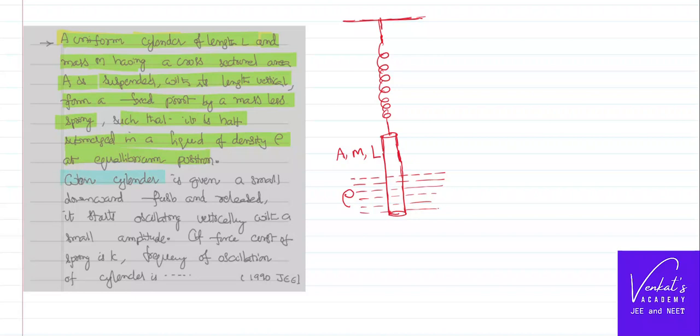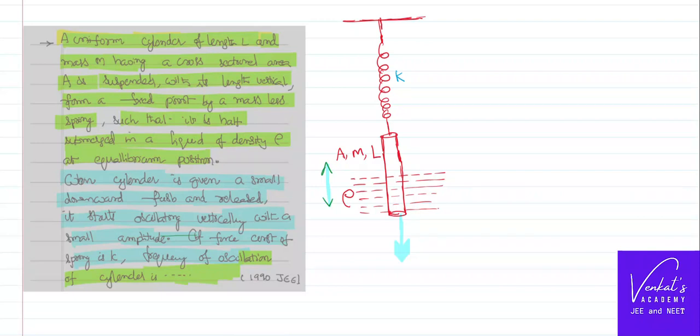Now, what he's saying is, when the cylinder is given a small downward push and then released, like this, a small downward push, it starts oscillating vertically with a small amplitude. So this is a kind of oscillation, up and down. The cylinder is oscillating. If the force constant of the spring is K, what is the frequency of oscillation? That is the question.